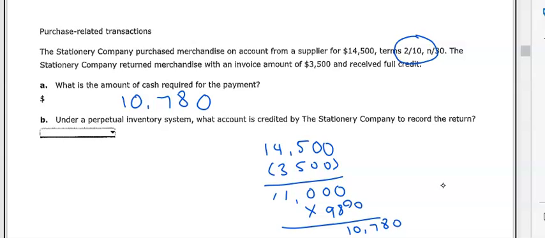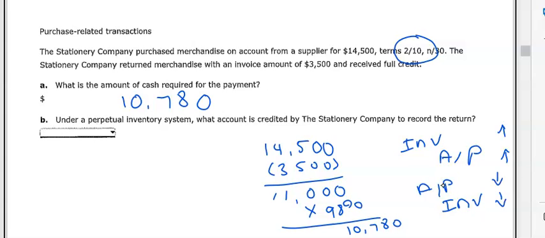Well, when we buy inventory, we do inventory and accounts payable. That's when we get inventory, it goes up, and accounts payable goes up. If we return it, we just flip that around. So instead of crediting accounts payable, we debit it, and instead of debiting inventory, we credit it. So that means accounts payable goes down and inventory goes down. We just do the exact opposite from when we bought it.